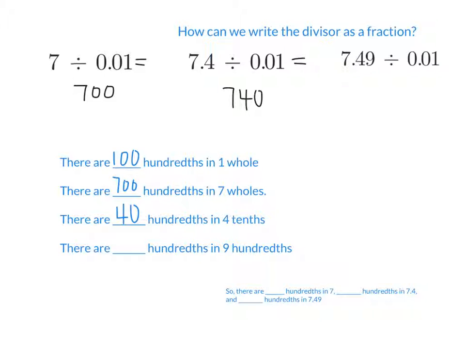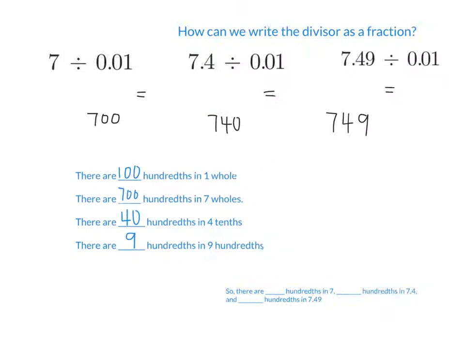Good. Okay. Last but not least, oh my gosh, here we have 7.49. What's the difference between this whole and this whole? We've added 9 what's? Okay. So we already know that there's 700 hundredths in 7 wholes. There are 40 hundredths in 4 tenths. Now we just have to figure out how many hundredths there are in 9 hundredths. How many hundredths are there, everyone, in 9 hundredths? So, therefore, 7.49 divided by 0.01 equals 749. Very good.